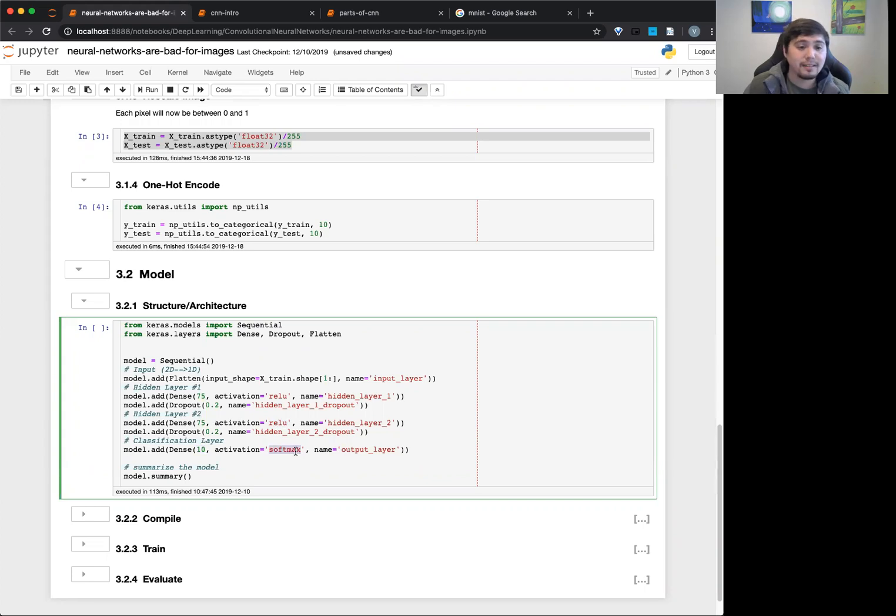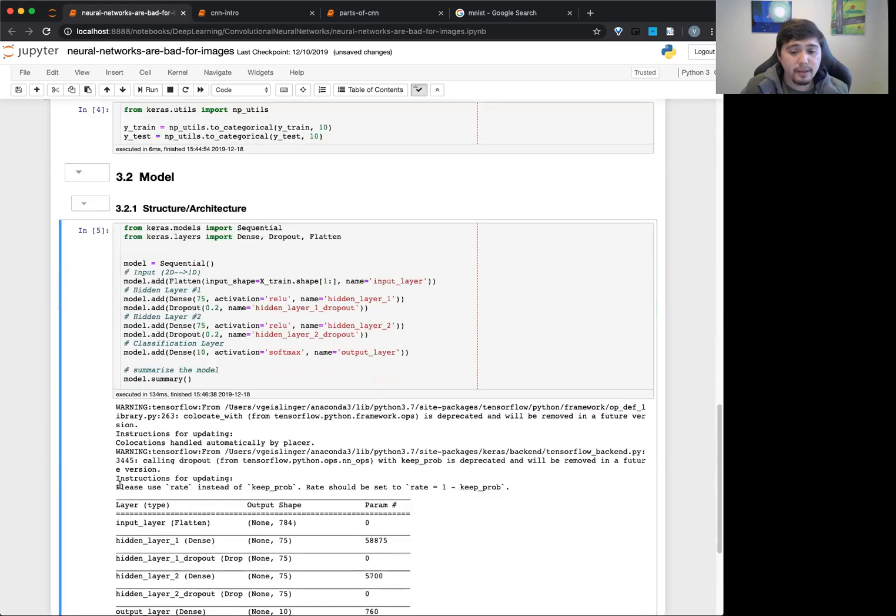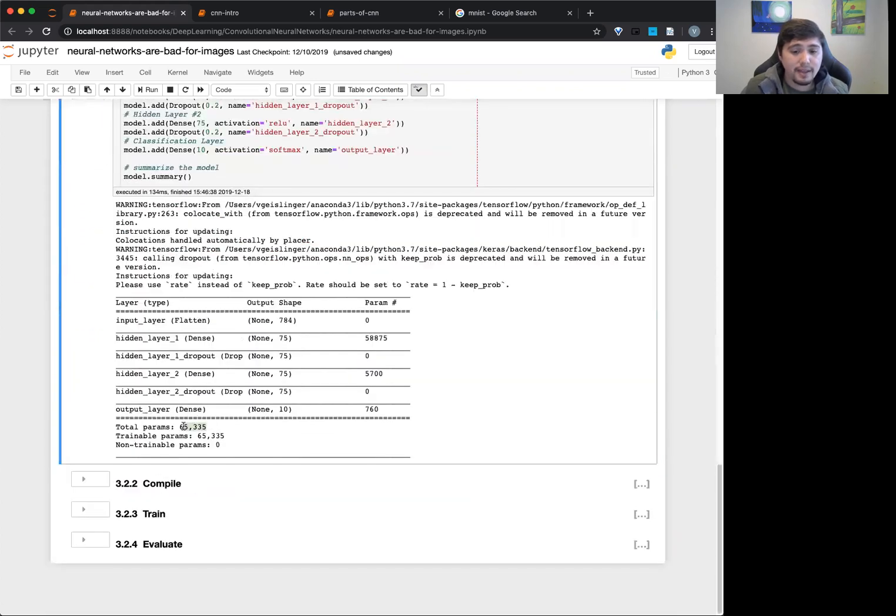Remember, softmax is going to move those values between 0 and 1. So basically, it's the percent of how likely each class should be. Okay, so I go ahead and run this, and you can see my model summary right here. You can see 65,000 parameters, which is not bad. So 784, I guess that's 27 squared? No, that's wrong. It is 28 by 28.